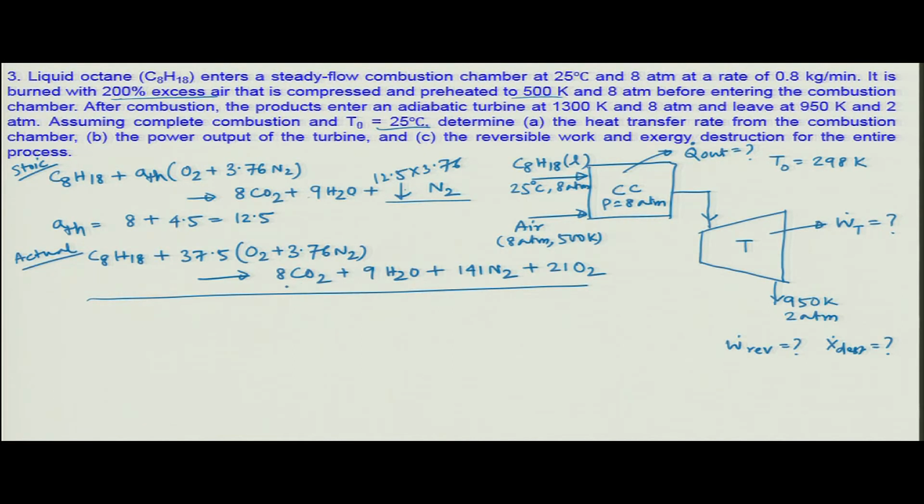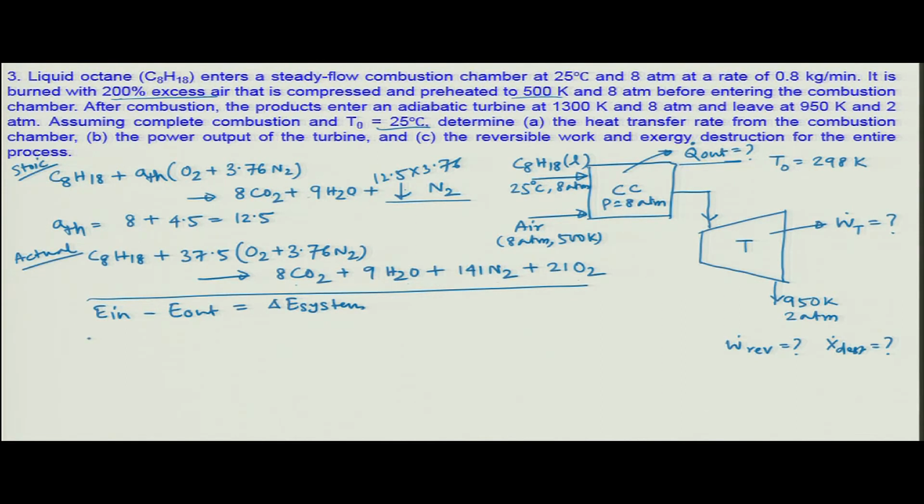So, this is the actual reaction now. So, you can see the product species will have some CO2 and H2O, and there will be a lot of nitrogen and some amount of oxygen, because you are supplying additional air for combustion. Okay. So, now we can do the energy balance across this reactor, and we can find the amount of heat that is transferred from the combustion chamber, right, that is Q out. Okay. So, I will again start with E in minus E out is equal to delta E of the system.